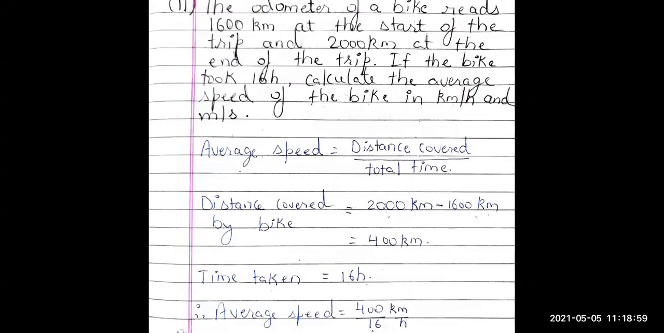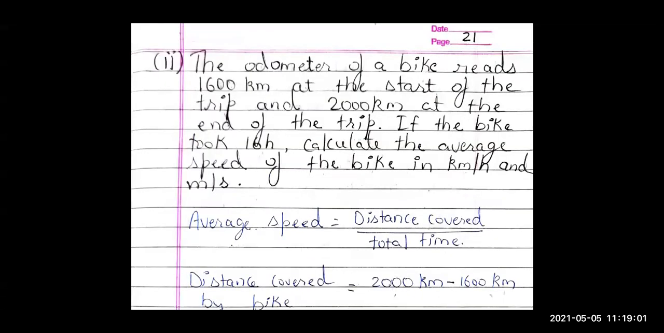And here the question says that the odometer, it is going to measure the distance. We know that, right? The odometer of the bike reads 1600 kilometers at the start of the trip. Means when you started on your bike, you took the bike from your home, and the reading on the odometer is 1600 kilometer, right? Now you are starting, and you start your trip, and at the end of the trip the odometer reads 2000 kilometer.